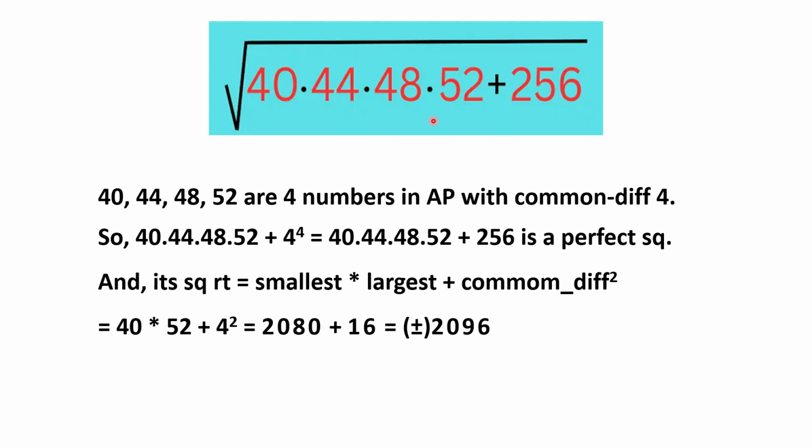We got four numbers in AP plus the common difference 4 power 4. So the square root would be smallest into largest, 40 into 52, plus common difference square, that is 4 square. So that we are getting 2096, which is the required square root of the expression. But now we shall prove it. We shall prove that the square root is smallest into largest plus common difference whole square. We shall prove this.